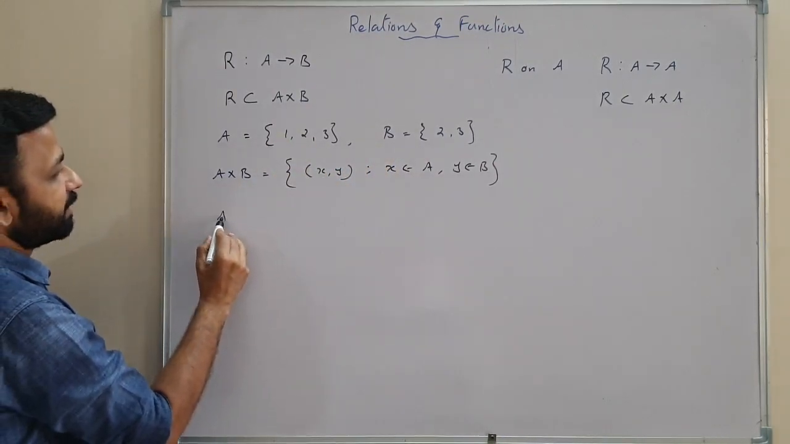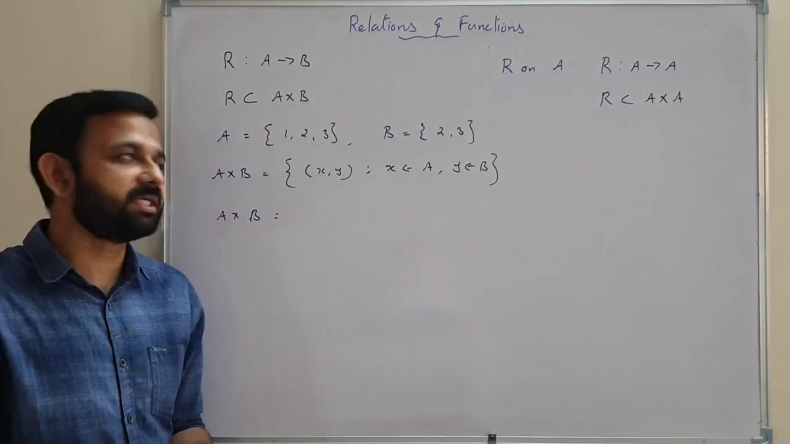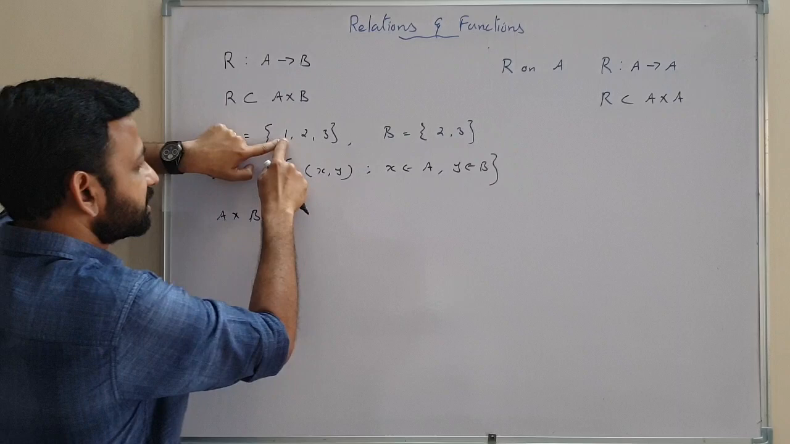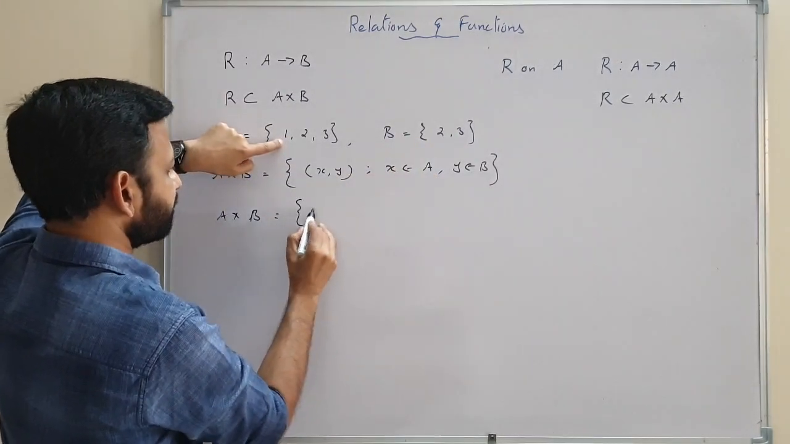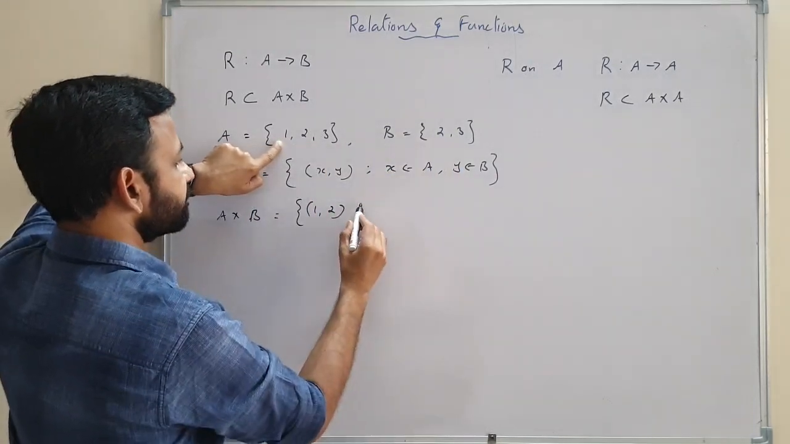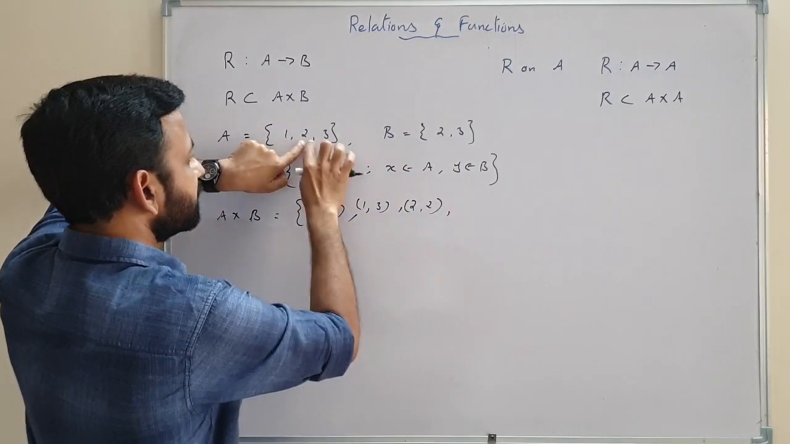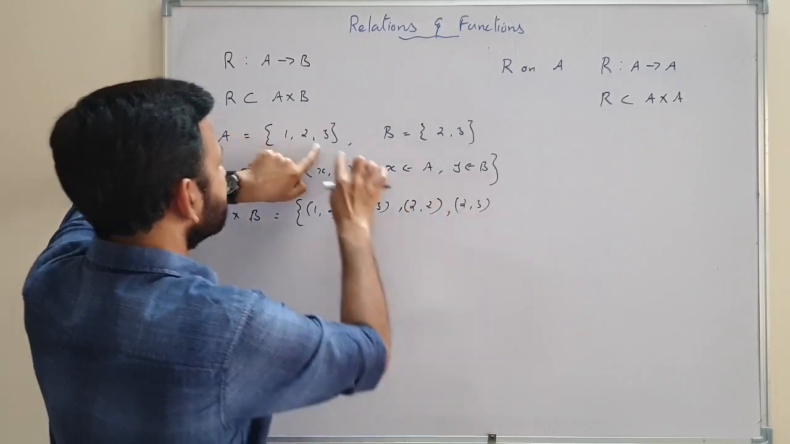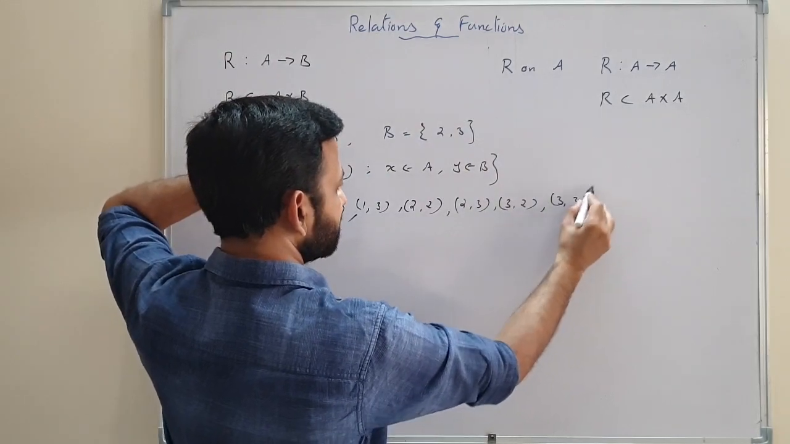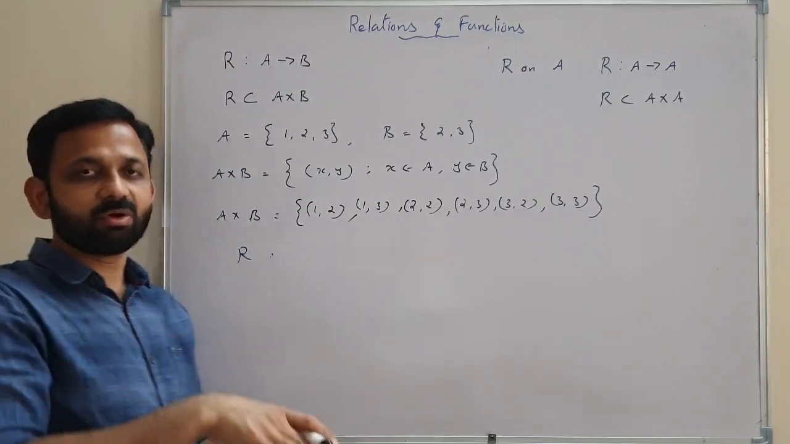So when we find the elements of A cross B in this question, we need to find all the ordered pairs in which the first element is from set A and the second element from set B. So the ordered pair (1, 2): here 1 is from set A and 2 from set B. Then (1, 3), then (2, 2), then (2, 3), then (3, 2) and (3, 3). So these are the elements of A cross B. Then the relation is always a subset of A cross B.